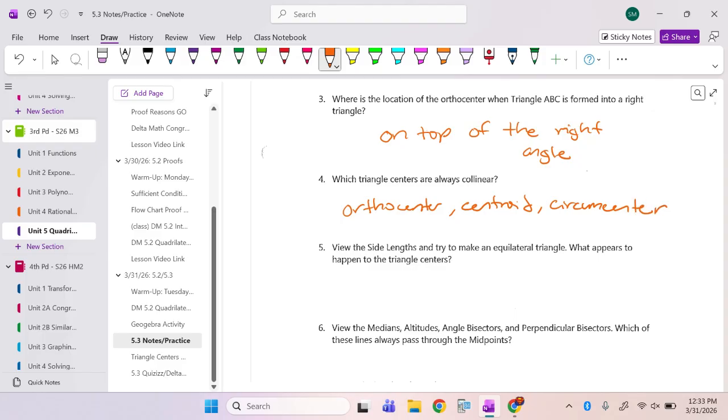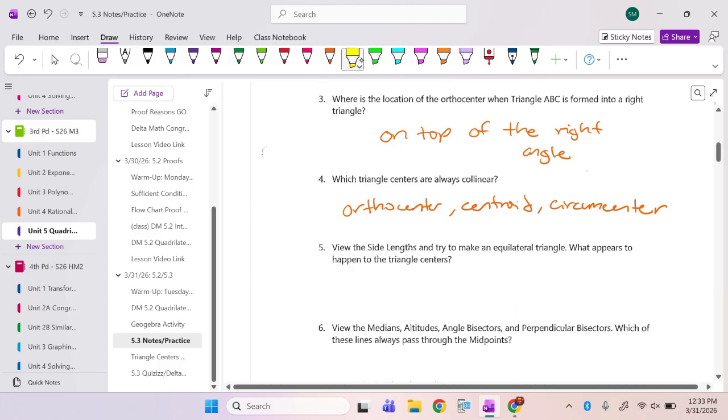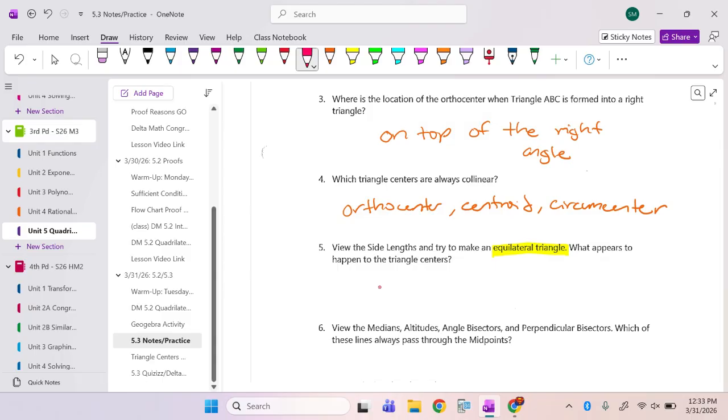Now, number 5, we're going to skip. I'll tell you what it is. So in other words, if you make an equilateral triangle, meaning all three sides are exactly the same length, and you have 60-degree angles for all three angles, what happens to the centers is they overlap in the exact same spot. So all four centers will end up in the exact same spots.